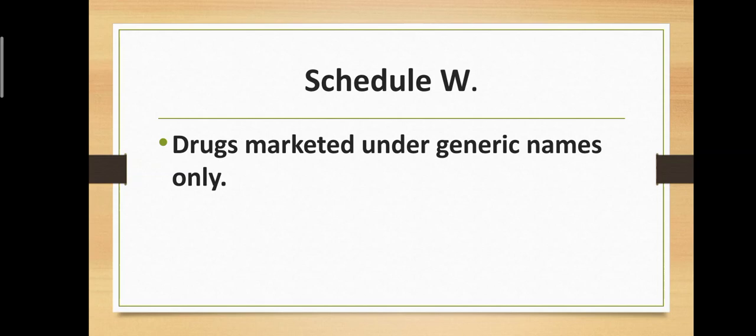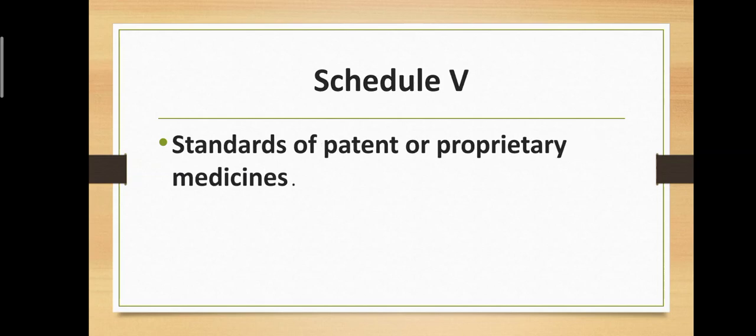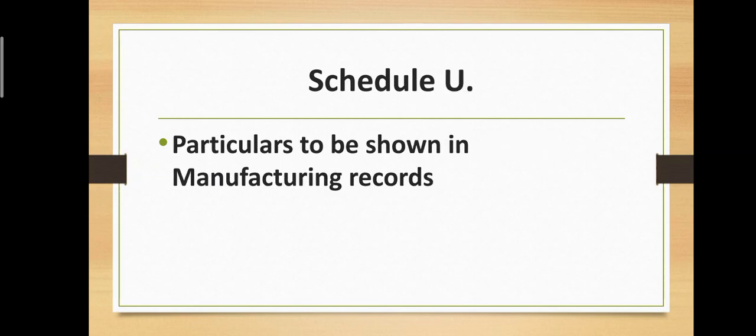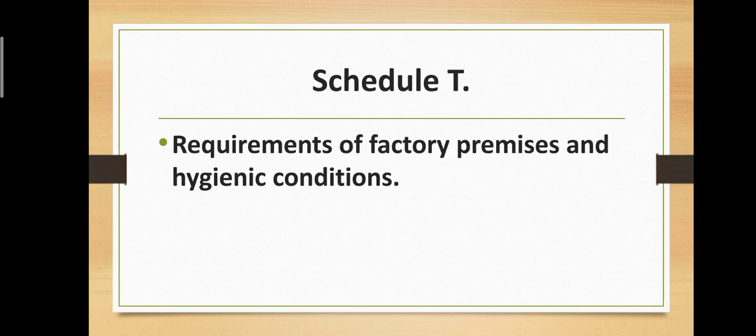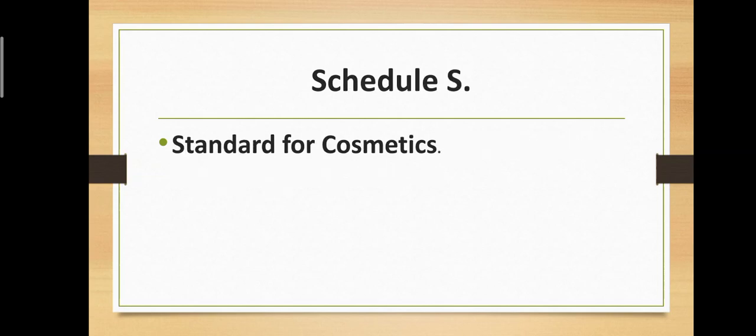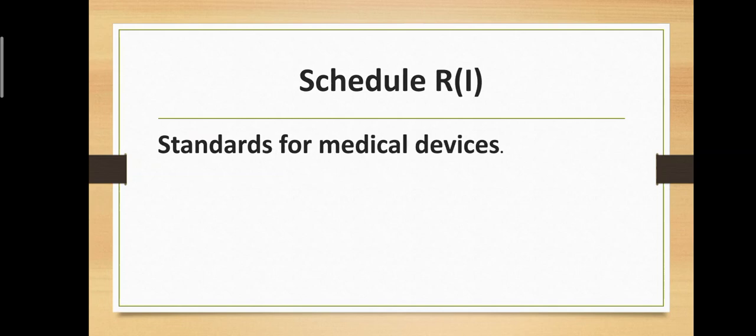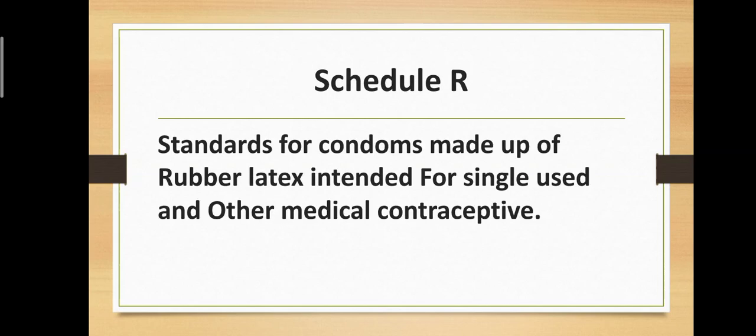Schedule W: drugs marketed under generic names only. Schedule V: standards of patent or proprietary medicines. Schedule U: particulars to be shown in manufacturing records. Schedule T: requirements of factory premises and hygienic conditions. Schedule S: standards for cosmetics. Schedule R1: standards for medical devices. Schedule R: standards for condoms made up of rubber latex intended for single use and other medical contraceptives.